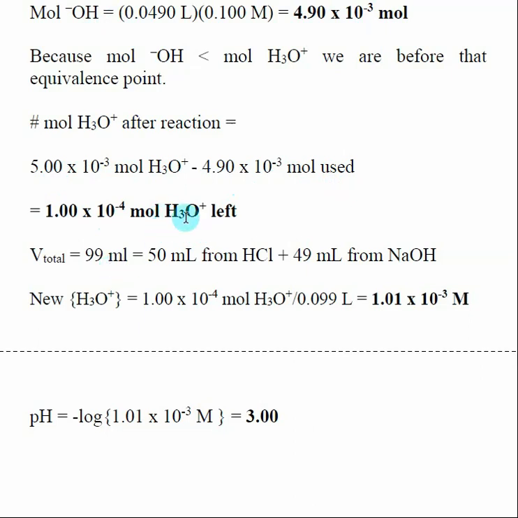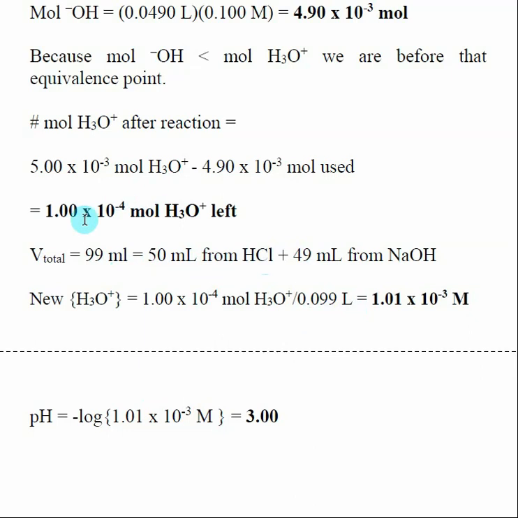Once again, we want to divide by the total volume. We have moles of hydronium, but what we want is the concentration of hydronium. The final volume is going to be equal to the 50 milliliters of acid that we started with plus the base. We started this titration with 50 milliliters of our acid, and then we added 49 milliliters of our base. So in total we have 99 milliliters, or 0.099 liters.